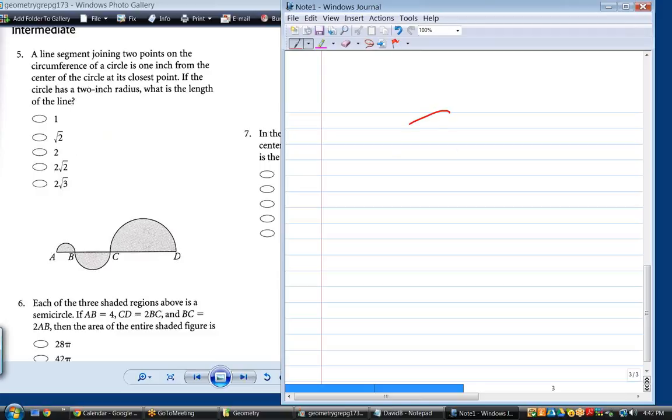Let's draw a circle. And they said a line segment joining 2 points on the circumference of a circle is 1 inch from the center of the circle. So that value is 1. If the circle has a 2-inch radius, what is the length of that line? We'll call that line AB.